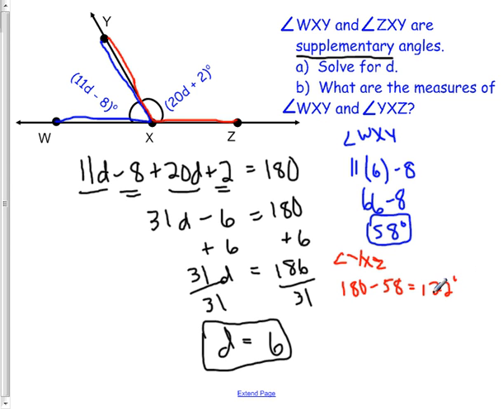And then if you want to just double check and make sure that you did everything right, I would still plug 6 into 20D plus 2. So it's 20 times 6 plus 2. And 20 times 6 is 120, plus 2 is 122. And that is what we got using the other method as well.